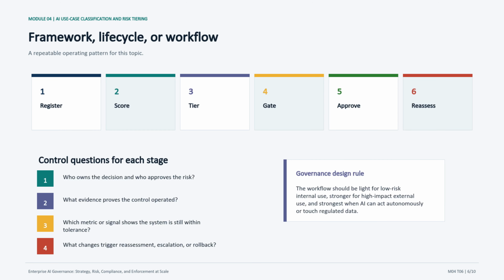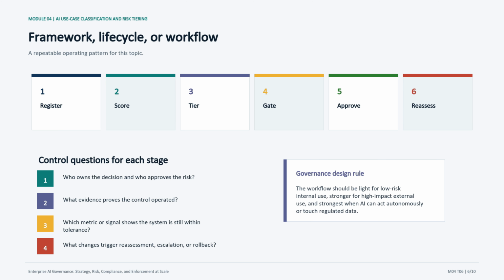I would walk left to right through the life cycle. Register, score, tier, gate, approve, and reassess. The exact labels may change by company, but the governance logic should stay consistent. At each stage, I want the class to ask four questions.